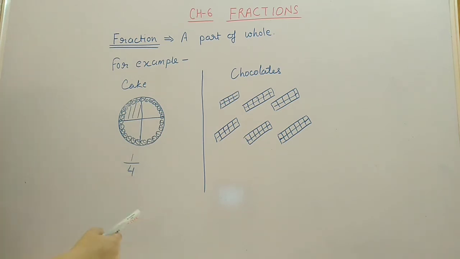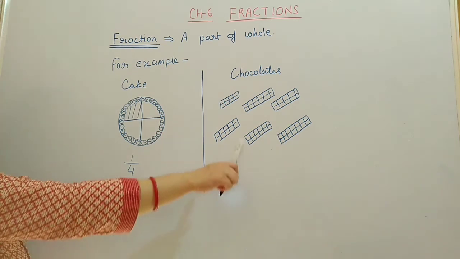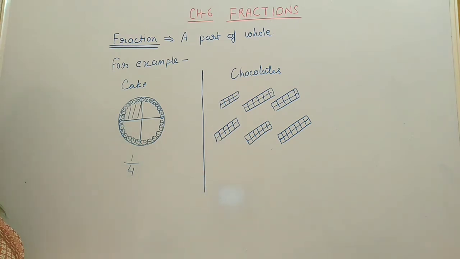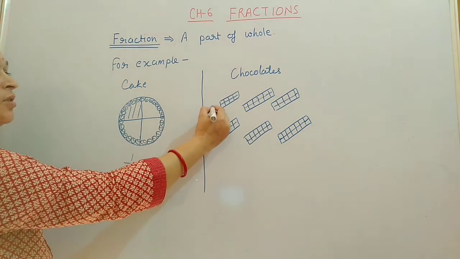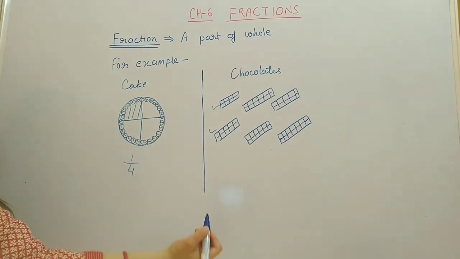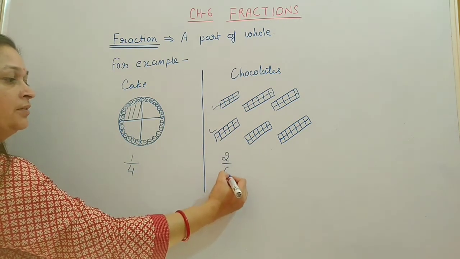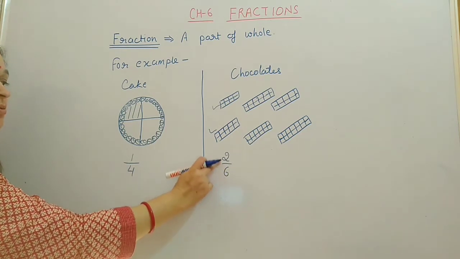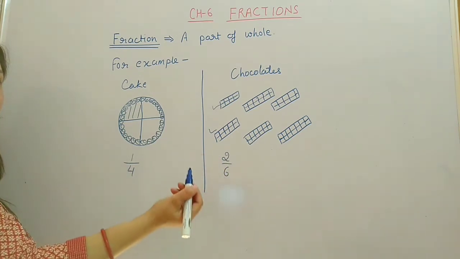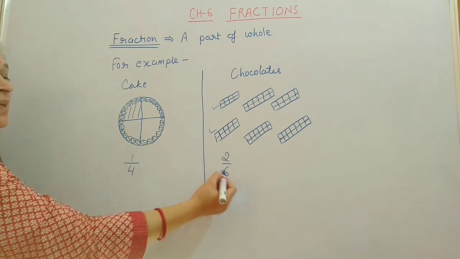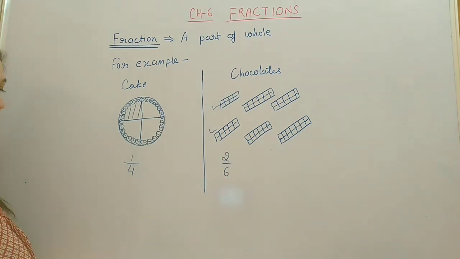And when we are talking about a group of objects, suppose you have 6 chocolates. From these 6 chocolates, 2 chocolates you have given to your friend, then 2 out of 6. From 6 chocolates, 2 chocolates you have given to your friend. This 2 by 6 is also called a fraction.